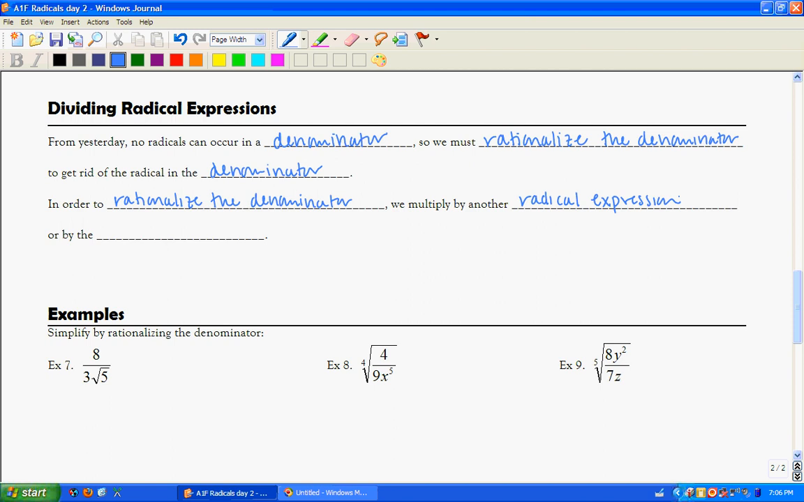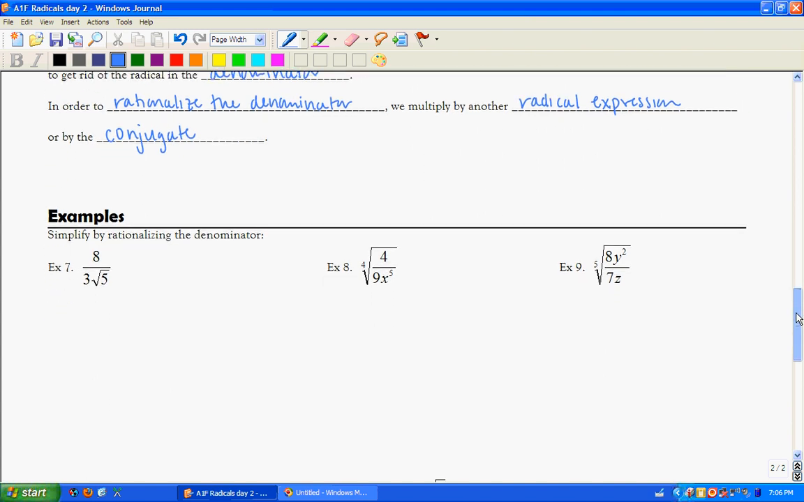Or sometimes we use the conjugate, which you might remember from section C is the opposite. So for the examples down here, to get rid of the square root of 5 in the denominator, we need to multiply by something that will make it a perfect square in the denominator. So if we multiply by another square root of 5, that would give us the square root of 25 down there, which would turn into 5.